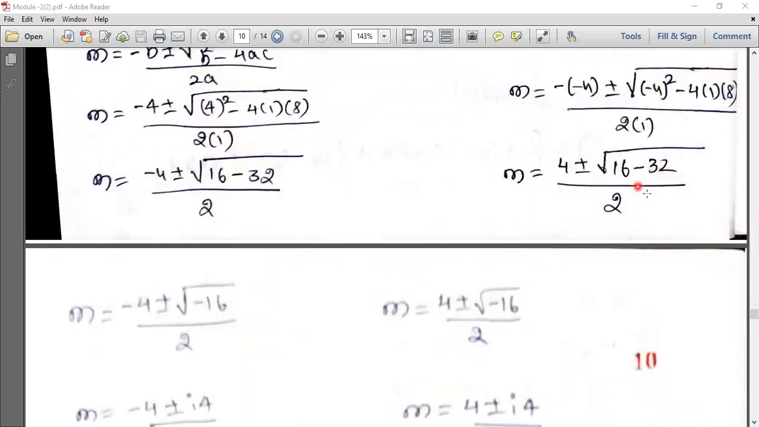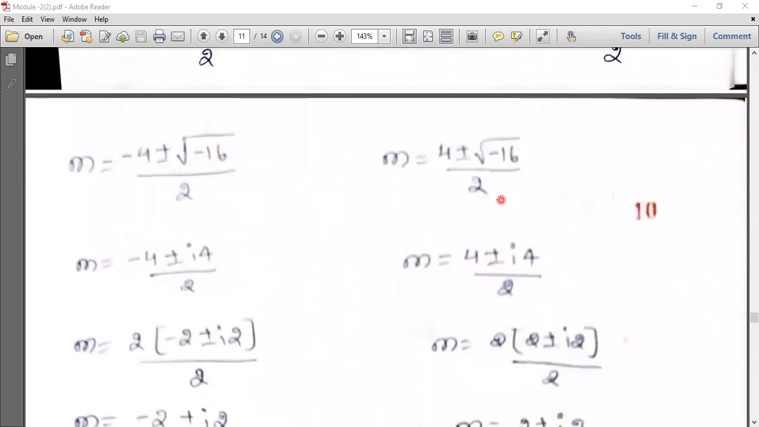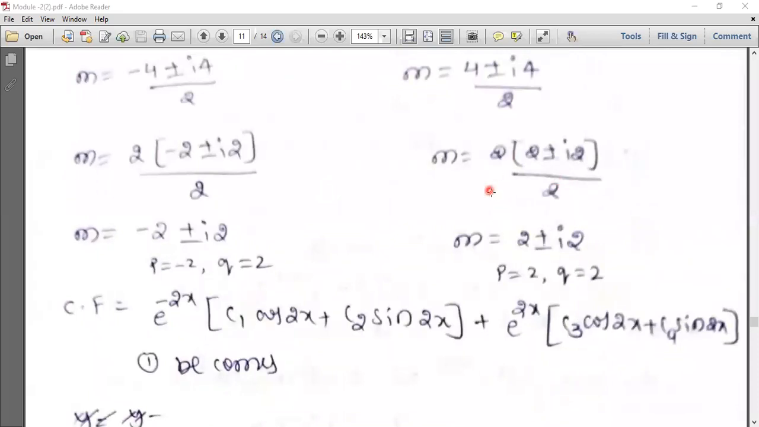When you simplify this, it comes to 4 plus or minus square root of minus 16, divided by 2. Square root of minus 1 is i, square root of 16 is 4, divided by 2. So 2 is common. 2 plus or minus 2i divided by 2. This 2 gets cancelled, giving 2 plus or minus 2i. So p is equal to 2, q is equal to 2.